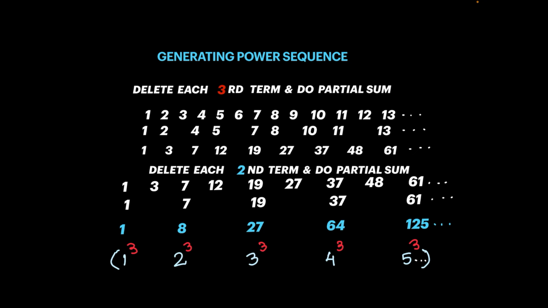So I see if we start by deleting each third term, then we get the power 3 sequence, isn't it? So this is very interesting.